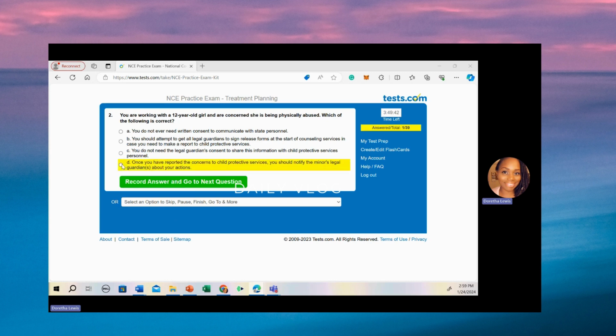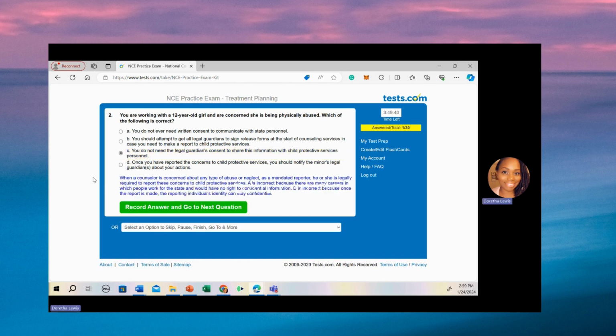So C. When a counselor is concerned about any type of abuse or neglect, as a mandated reporter, he or she is legally required to report these concerns to Child Protective Services. A is incorrect because there are many careers in which people work for the state and will have no right to confidential information. D is incorrect because once a report is made, the reporting individual's identity can stay confidential.